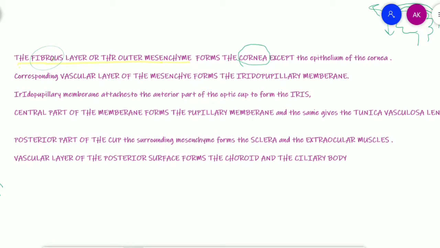So you can remember that the cornea is the outermost part of the eye, right? It's not present inside, right? So it is formed from the fibrous layer, which is the superficial layer of the mesenchyme. Right, now what happens to the corresponding part inside? Mesenchyme also was there, right? So the corresponding mesenchyme which is present inside will form the iridopupillary membrane.